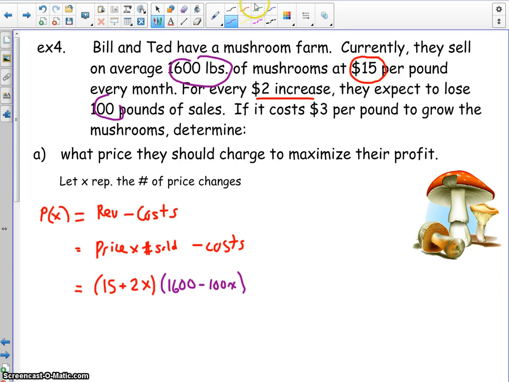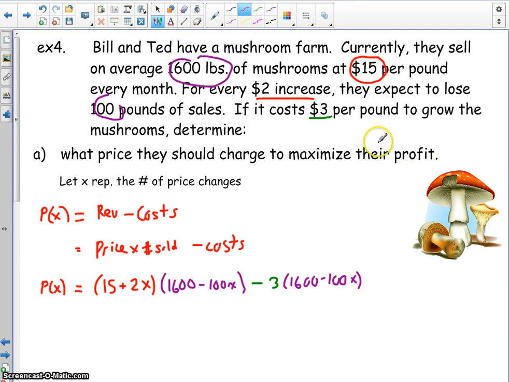Okay, so for our costs, we're told it costs $3 per pound to grow the mushrooms. So we're going to subtract $3 for every pound of mushrooms we sell. Well, how many mushrooms do we sell? Well, we already talked about that over here, right? It's the 1,600 minus 100x. So our cost is 3 times 1,600 minus 100x. Okay, so right here now we have our equation for profit. And this is what we're trying to maximize. So we're trying to maximize the profit now.